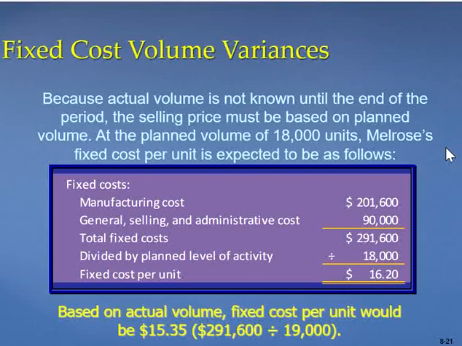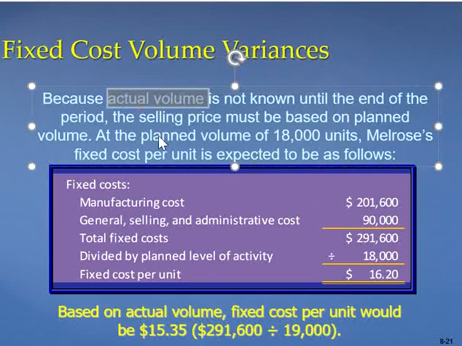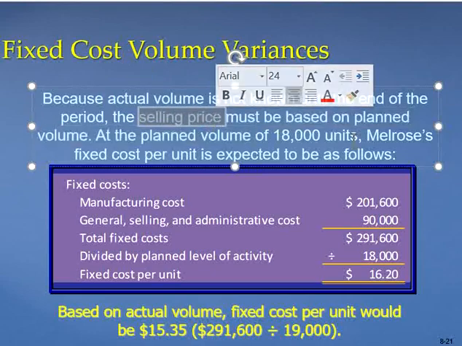Now as we know, actual volume is not known until the end of the period. Actual means how much we are going to sell, and we don't know that until the end of a year. But in order to sell a product, we have to put its selling price, right? Now that selling price is based on how much we are going to sell.